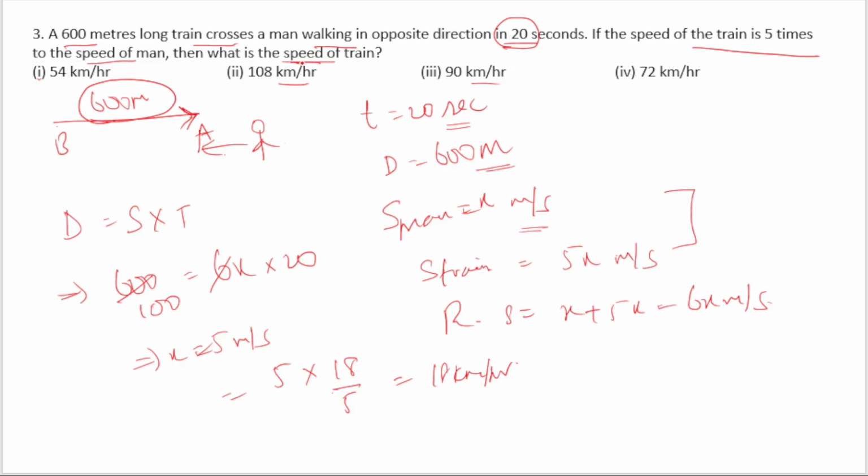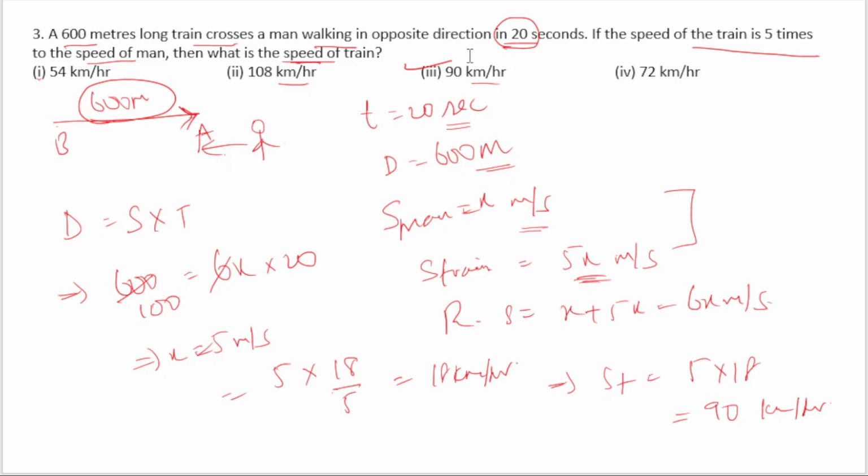We have to find the speed of the train. Speed of train is 5x. So here speed of train is equal to 5 into 18. It is 90 kilometers per hour. 90 kilometers per hour. It is the third option.